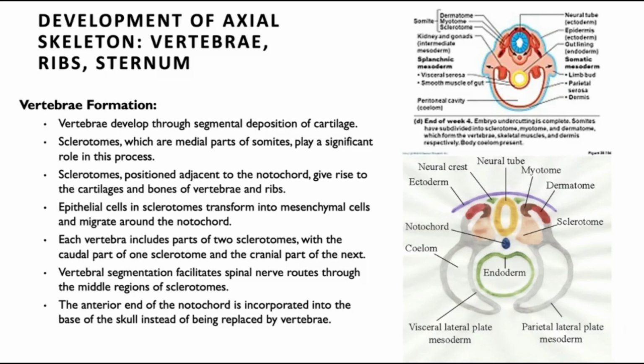Now, the vertebral segmentation would facilitate the spinal nerve roots because they have little gaps in between them, right? They have little gaps in between the sclerotomes, which would allow for the spinal nerves to go around, and the peripheral nerves and so on.